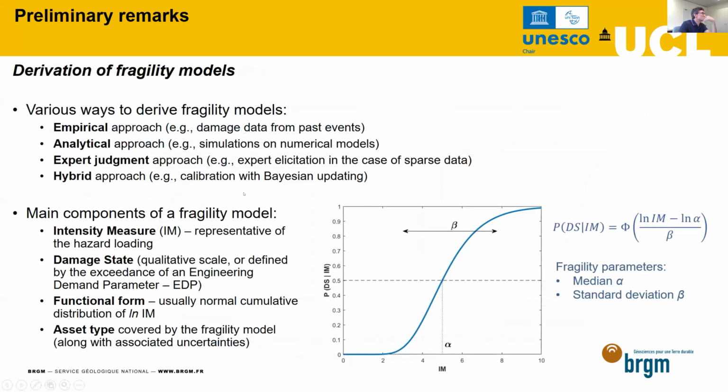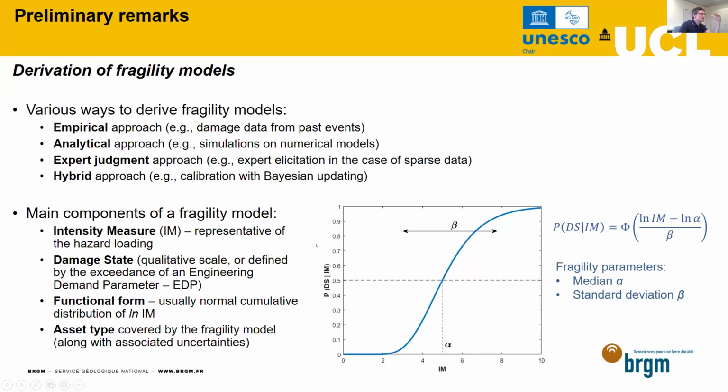And there are various ways to derive fragility models. Most of you know that you can use empirical approaches using damage data for past events, or analytical approaches, for instance based on simulations or numerical models. Sometimes, when the collected data is sparse or you cannot really model the physical mechanism, you may rely on expert judgment approaches. And finally, there are hybrid approaches that can merge analytical models with new empirical data, for instance by using Bayesian updating.